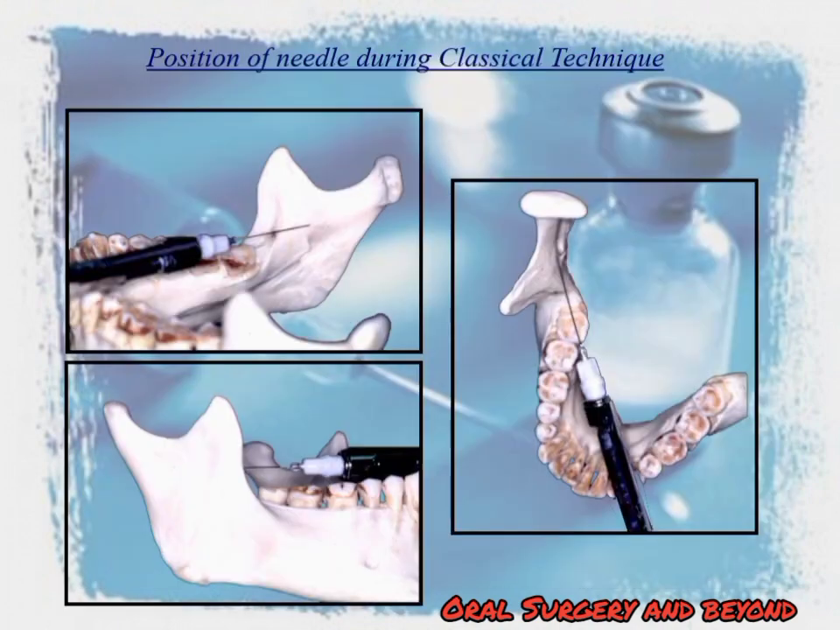Position of the needle during the classical technique, as I said earlier: we have to go from the opposite side of the premolar and hit a point just above the occlusal level, 5 to 6 millimeters above, just posterior to the lingula or the mandibular foramen, right? When we see from above, our needle direction should be like this, from the opposite corner of the mouth, the opposite premolar, we should inject like this.